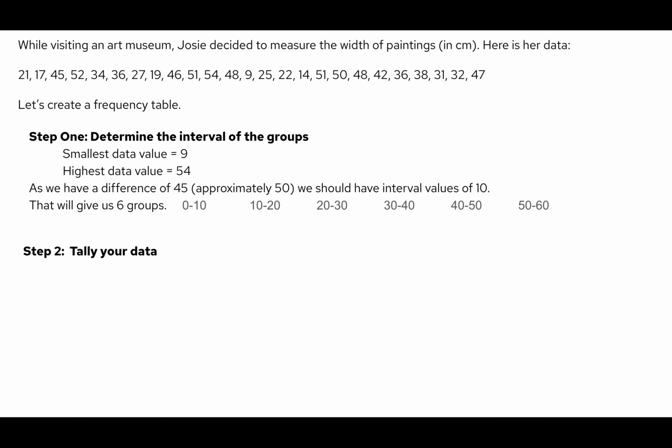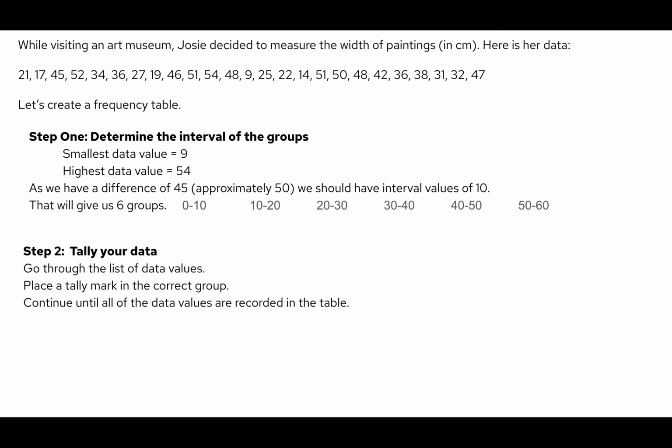Now we're going to tally our data. We'll go through our list of data values, and then we'll place a tally mark, which is like a line going up and down, in the correct group. We're going to continue until we have all of these 25 paintings recorded in our table.